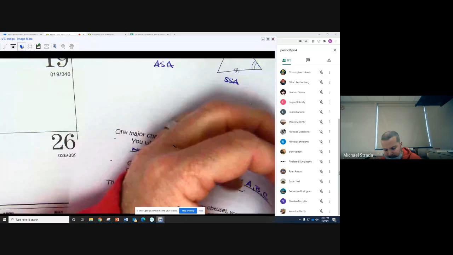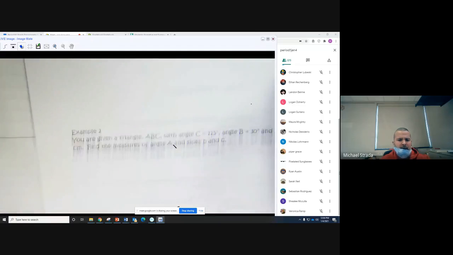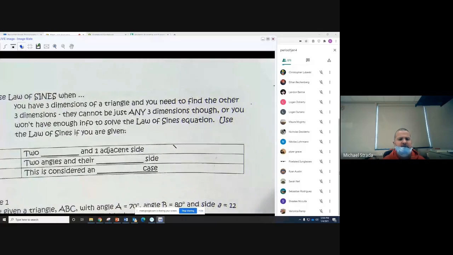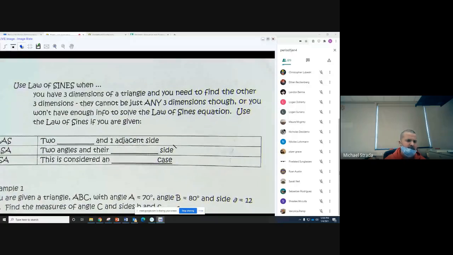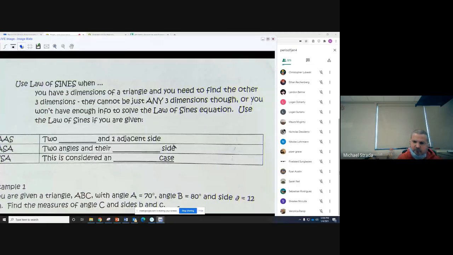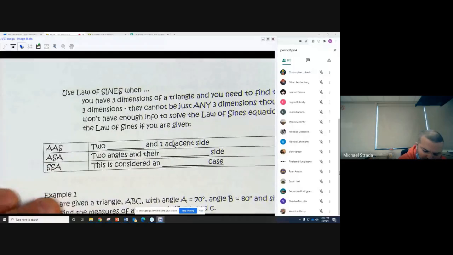We're going to do some problem solving. So on the back, number one, when do we use law of sines? You have three dimensions of a triangle, and you need to find the other three dimensions. They cannot be just any three dimensions, though, or you won't have enough info to solve the law of sines equation. Use the law of sines if you're given any of the following situations.